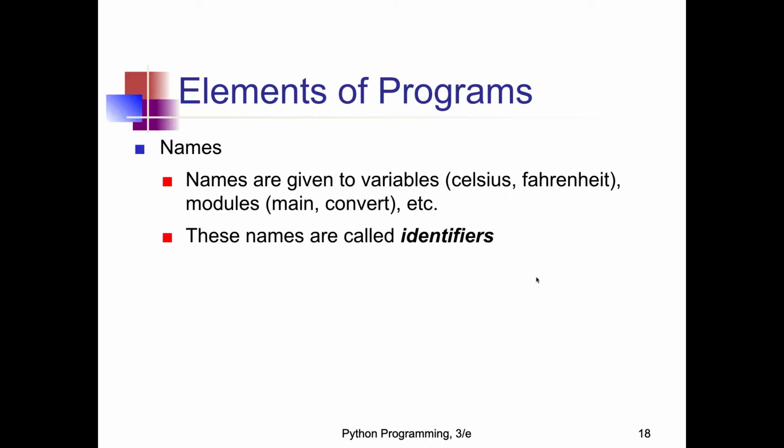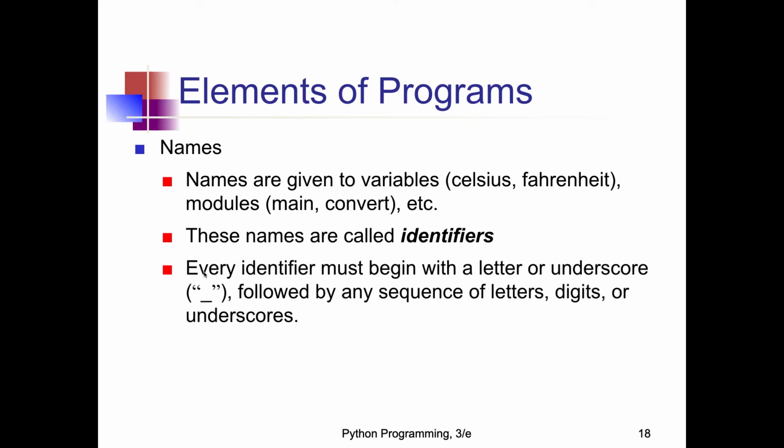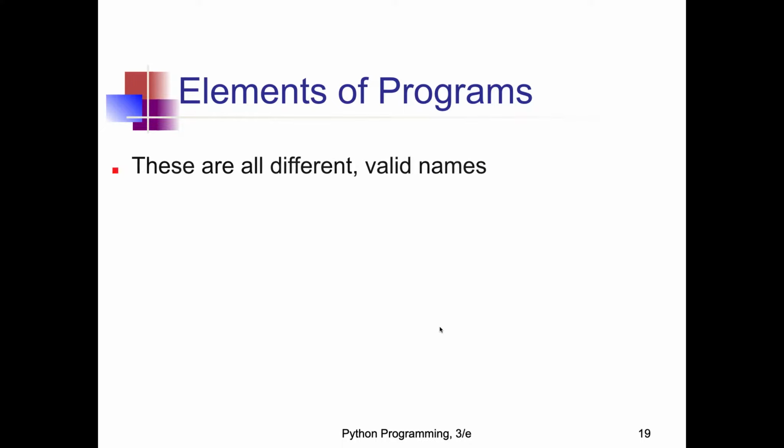So you can actually use any name that you want for any kind of identifiers. However, there are certain rules that we need to pay attention to. Every identifier must begin with a letter or underscore followed by a sequence of letters, digits, or underscores. Identifiers are also case sensitive. So here are some examples that are valid Python names.